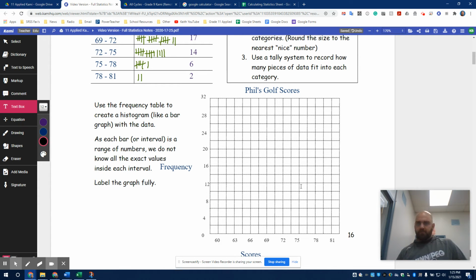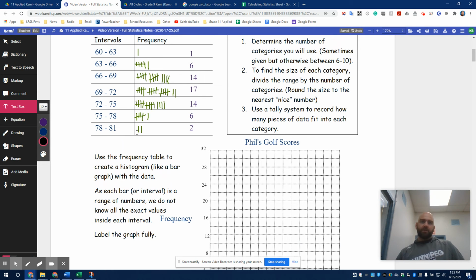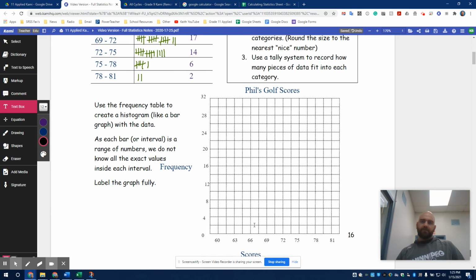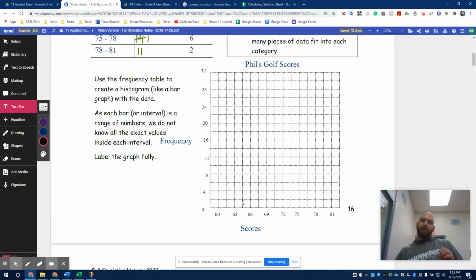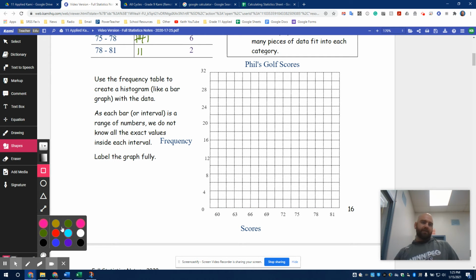Now, so we label it. We have frequency, we have scores, we have Phil's golf scores. Now we're going to put in our frequencies here. So we're going to place all these into these intervals. Now here's the thing: these intervals are connected. So we're not just going to draw a little skinny bar like we might have in a bar graph. We have to draw a full bar right in between the entire thing.